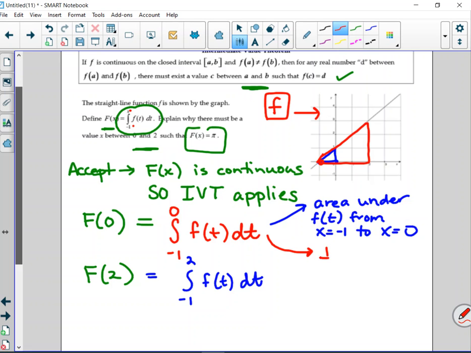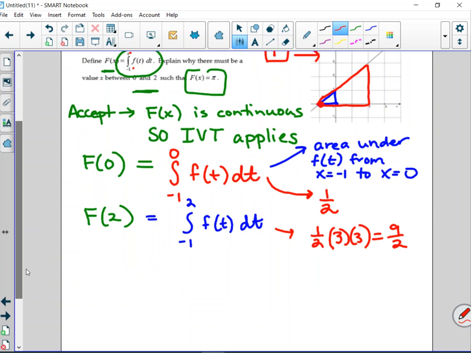So a half for the little guy, and nine halves for the big guy. What's pi approximately? 3.14. So this is definitely less than 3. This is definitely bigger than 3, right? 9 halves, 4.5, bigger than 3.